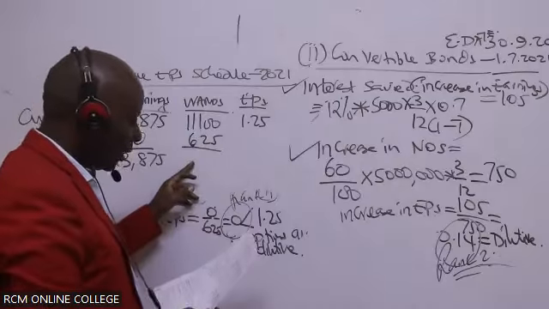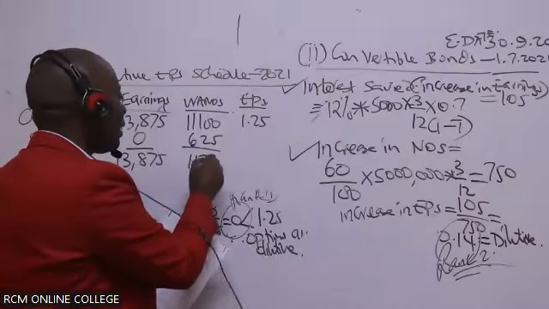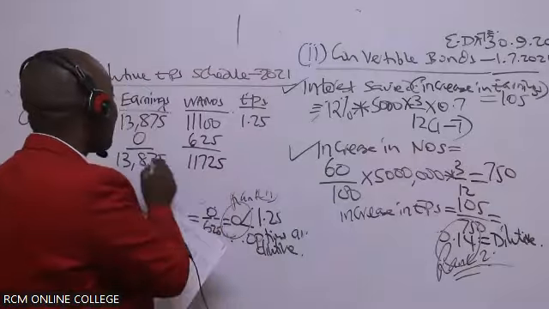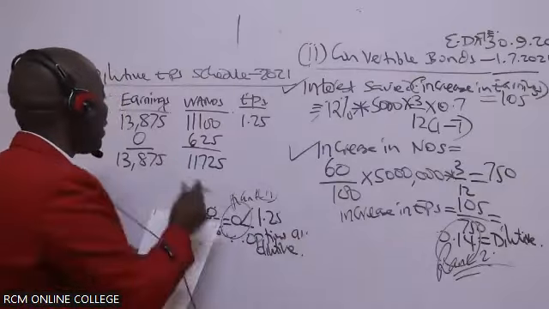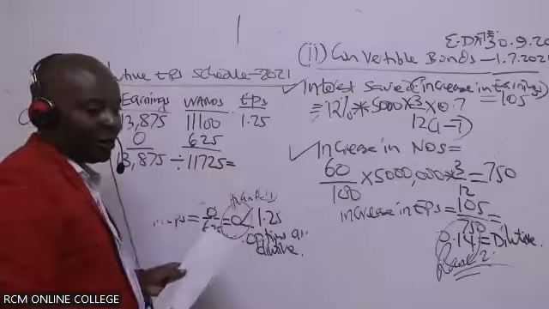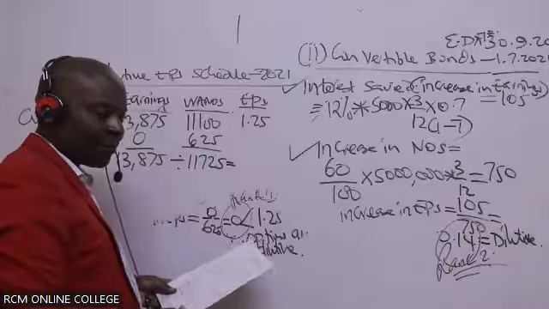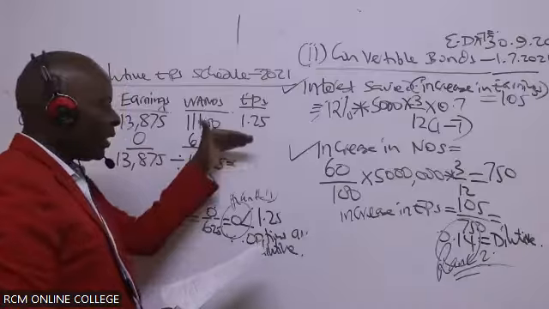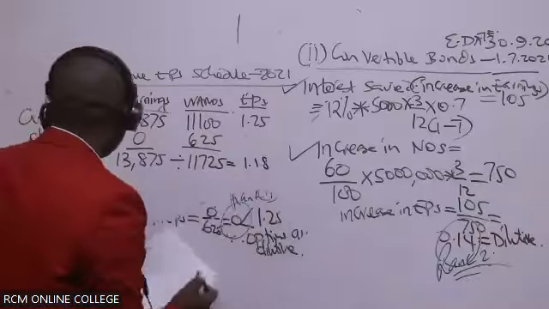I'm being given a figure of 11,725. Please divide these totals to give me a new EPS. Is there somebody who is able to get 1.18? You can see now my general EPS is coming down. 1.18. And then come here.